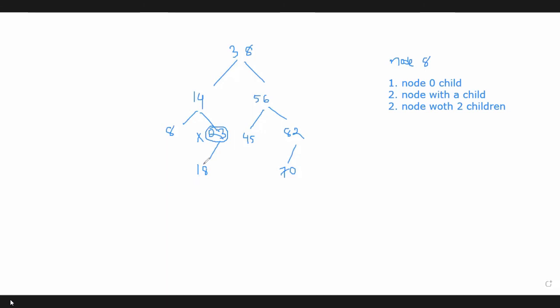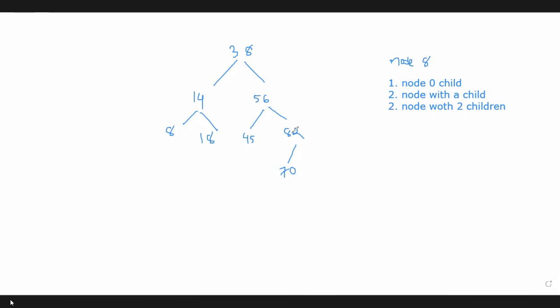So now we have to compare 18 with 14 first. 18, is it less than 14? No, that means it should be added in the right subtree, and in the right subtree there is no other node, so we can directly add 18 as the right child of 14. Is that clear how we are deleting a node? After deleting the node, we can simply add the child of that node in the left subtree or the right subtree of that node's parent node.